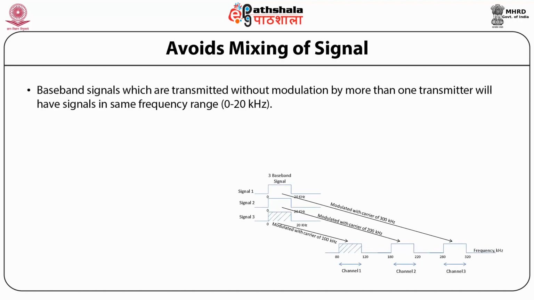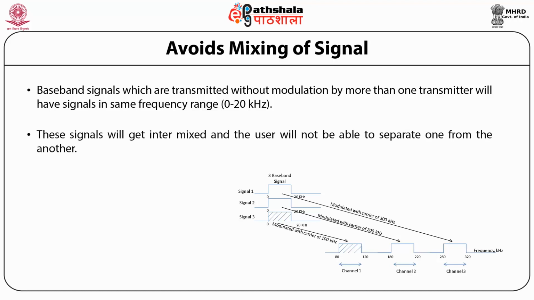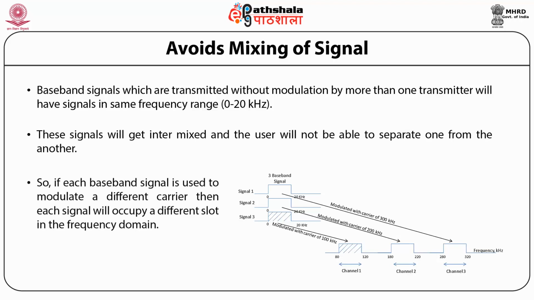Secondly, it avoids the mixing of signals. Baseband signals which are transmitted without modulation by more than one transmitter will have signals in the same frequency range, that is 0 to 20 kHz. These signals will get intermixed and the user will not be able to separate one from the other. So, if each baseband signal is used to modulate a different carrier, then each signal will occupy a different slot in the frequency domain. As shown in this figure, we have three different signals which are modulated with carriers of three different frequencies.